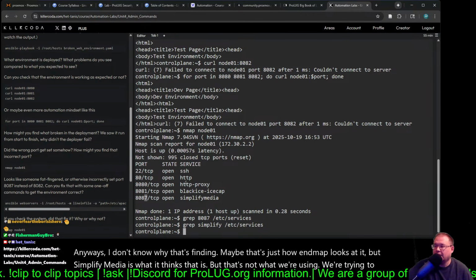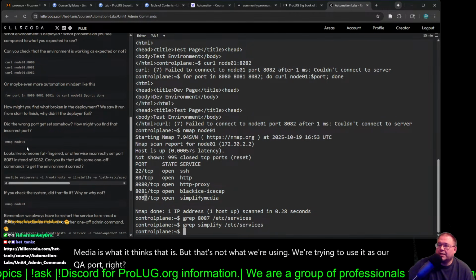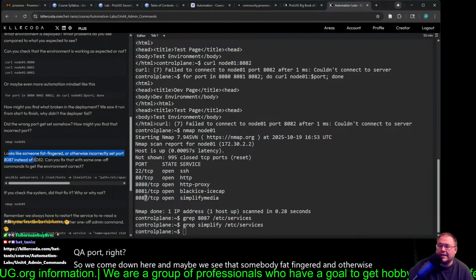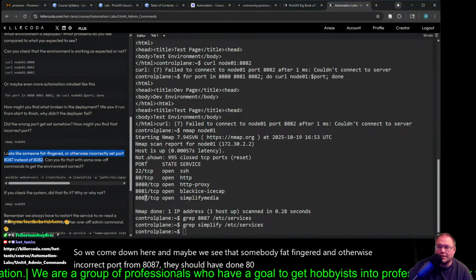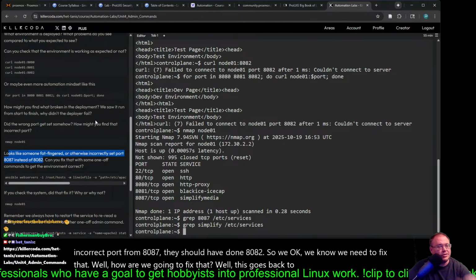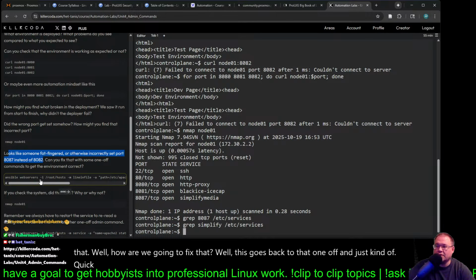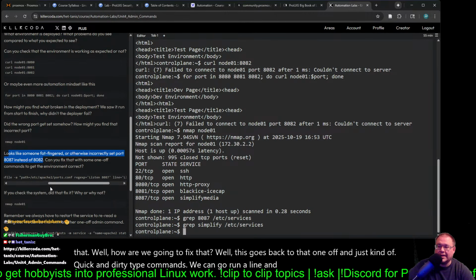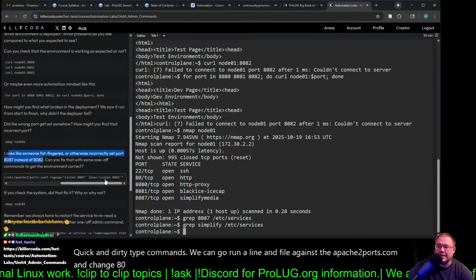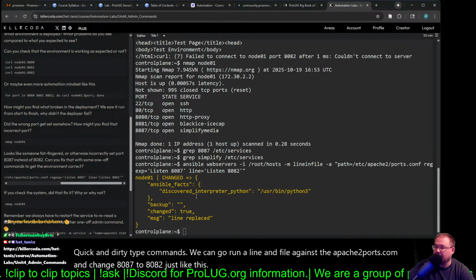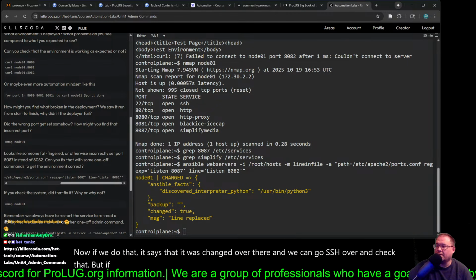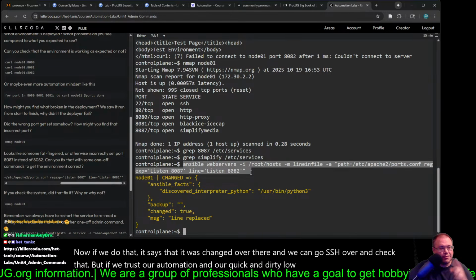We're trying to use it as our QA port, right? So we come down here and maybe we see that somebody fat-fingered an otherwise incorrect port from 8087. They should have done 8082. So we go, okay, we know we need to fix that. Well, how are we going to fix that? This goes back to that one-off, quick and dirty type of command. We can run a sed against the Apache 2 ports.conf and change 8087 to 8082 just like this. If we do that, it says that it was changed, and we can SSH over and check that.